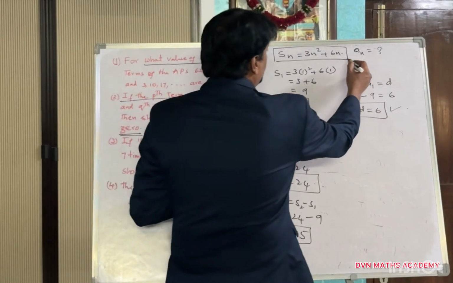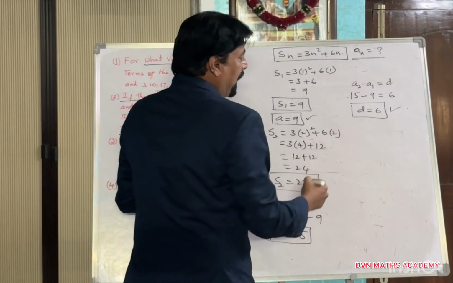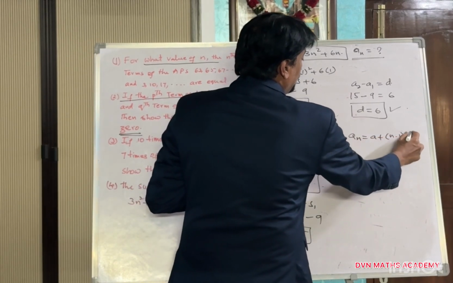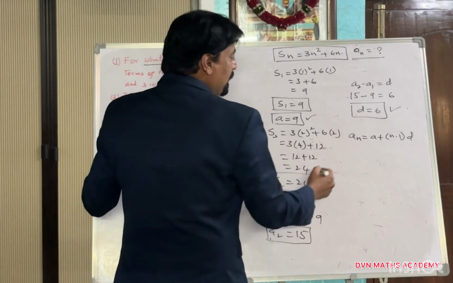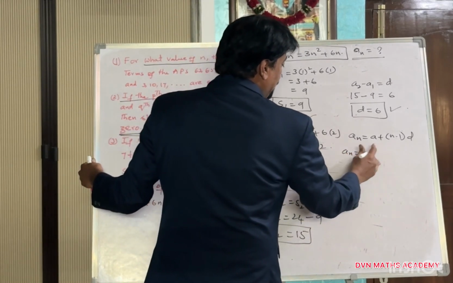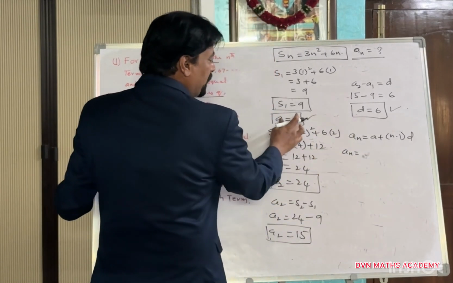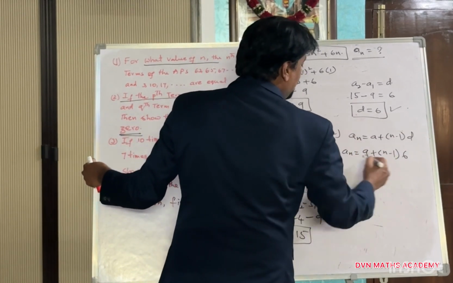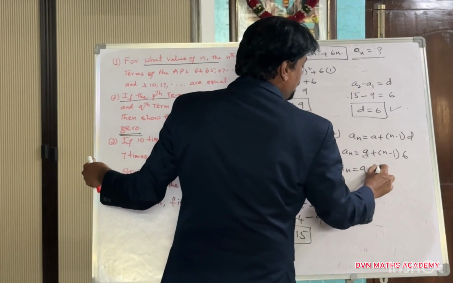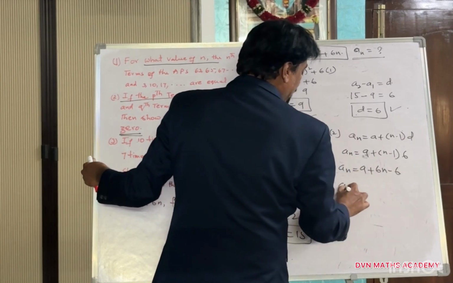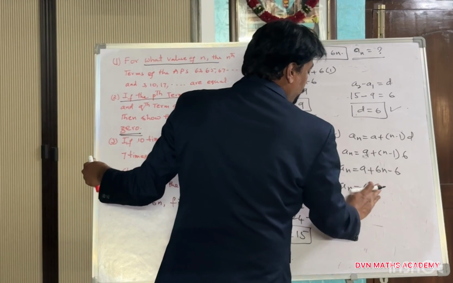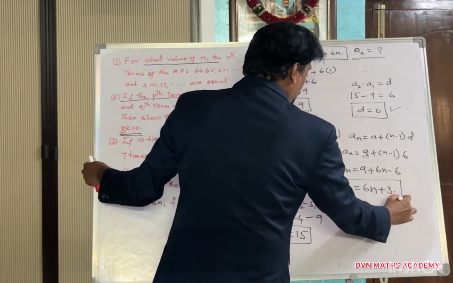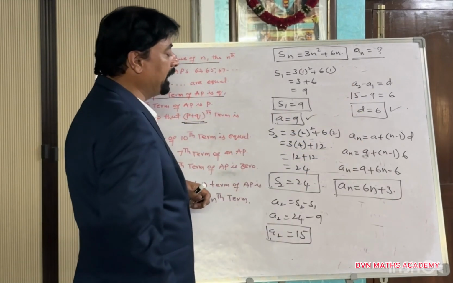Now what is my question? I want to find the value of the nth term. An is equal to a plus n minus 1 into d. This is the nth term formula. So An is equal to a plus, I know the value of a, that is 9, plus n minus 1 into d. d is 6. So An is equal to 9 plus 6n minus 6. So An is equal to 6n plus 3, since 9 minus 6 is 3. So this is the formula to find the nth term of the given AP.